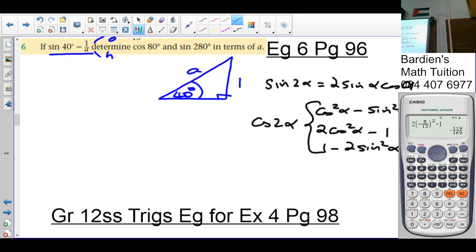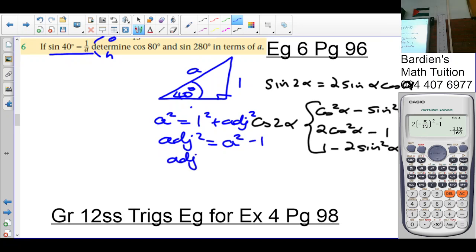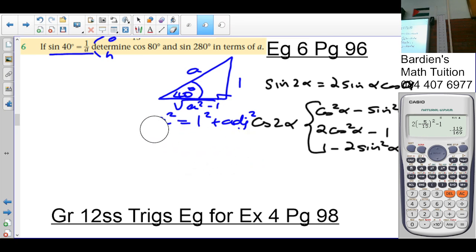So how am I going to work out the third side? I'm going to use Pythagoras. So a squared is equal to 1 squared plus your adjacent side squared. That adjacent side is what I'm calculating. It's going to be a squared minus 1. So the adjacent side is going to be the square root of a squared minus 1. You all okay with that? Any confusion? No?